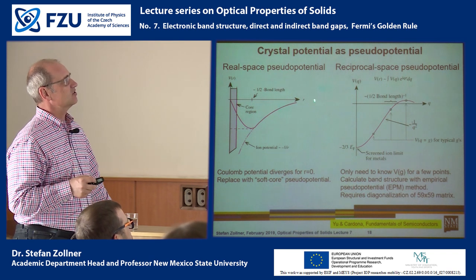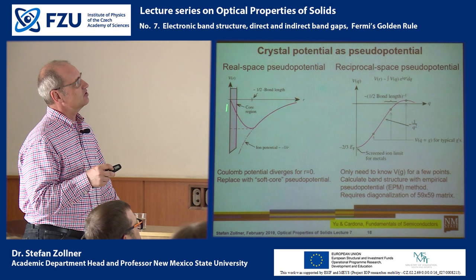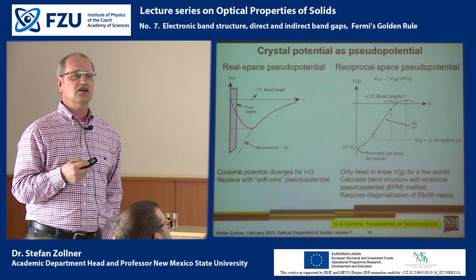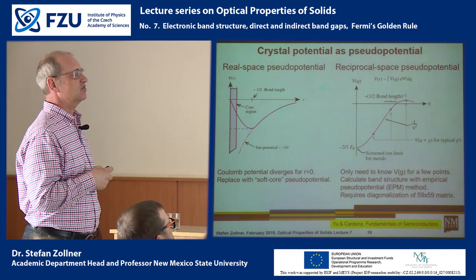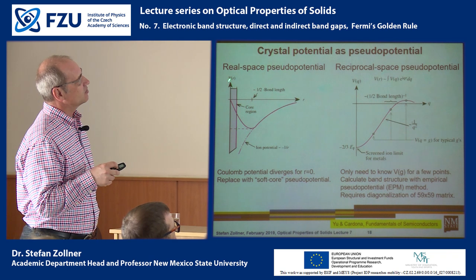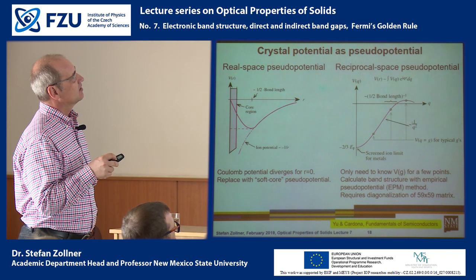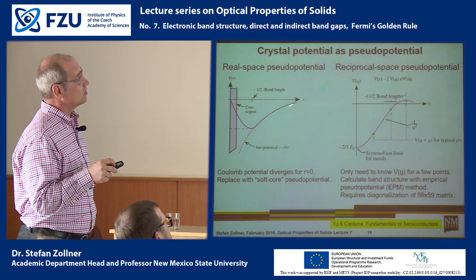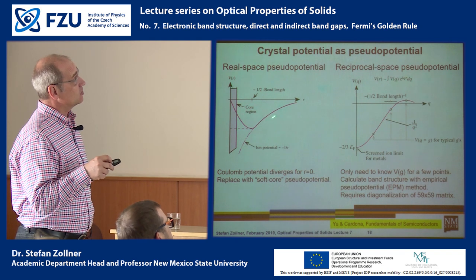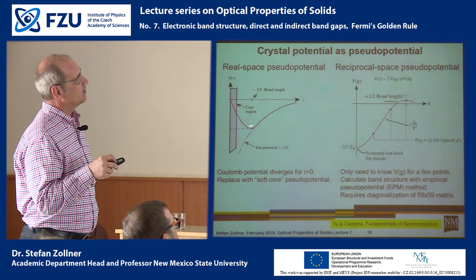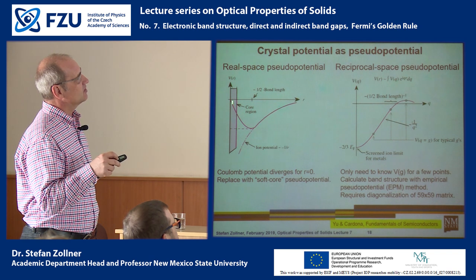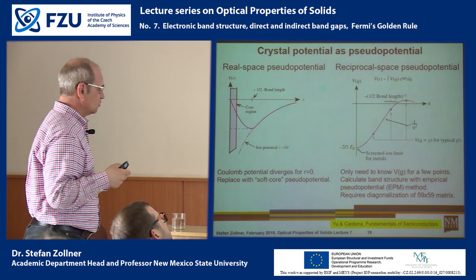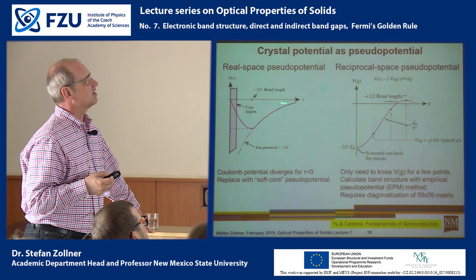But the good news is that the electrons that are out here, they don't really see the nucleus because there are core electrons that are between the valence electrons and the nucleus, and these core electrons, they screen the atomic potential from the nucleus. So instead of having this diverging Coulomb potential, the electron out here sees a different type of potential, where we have to take into account the screening by the electrons that are near the core.